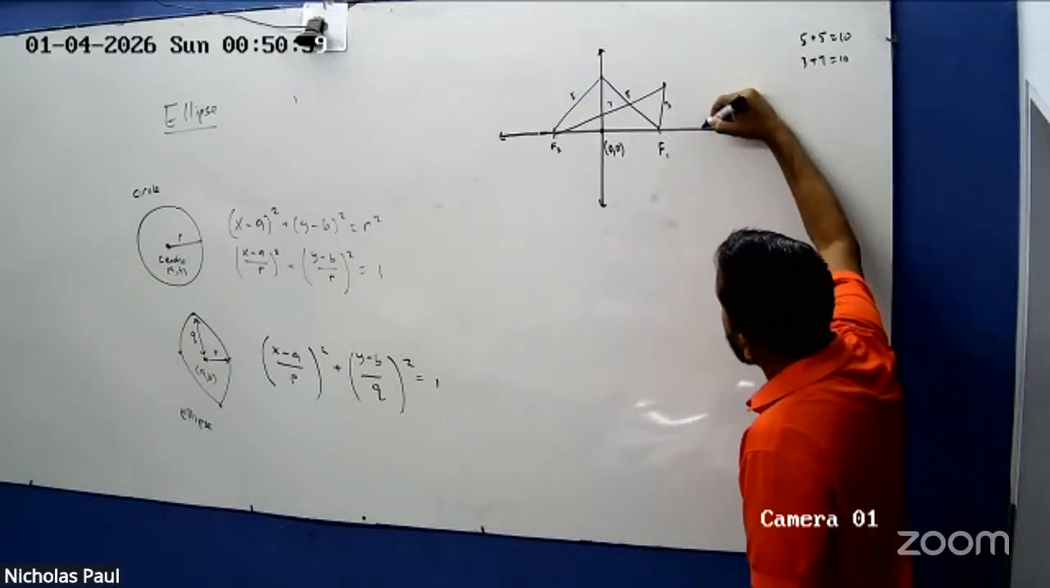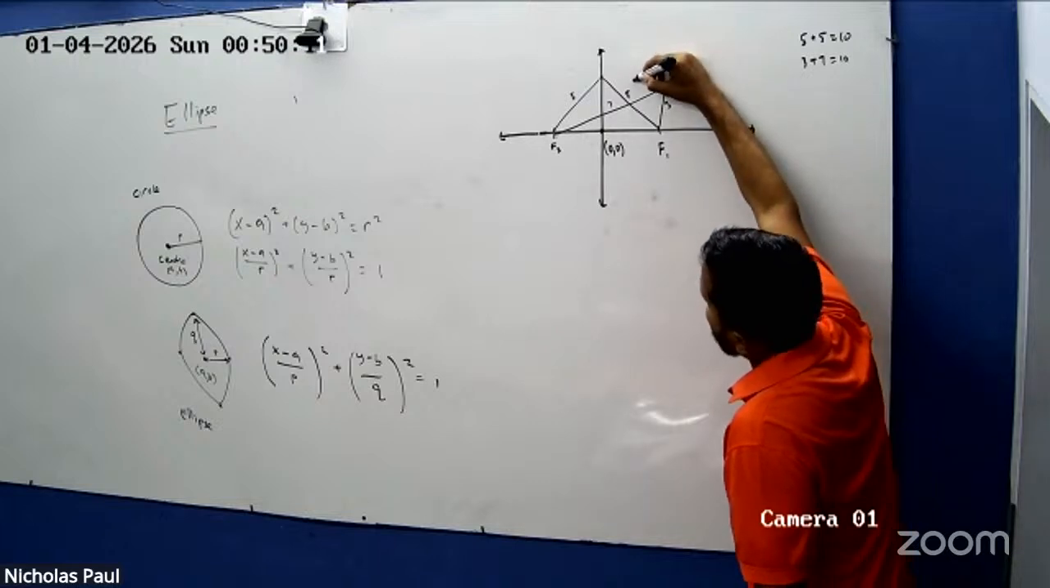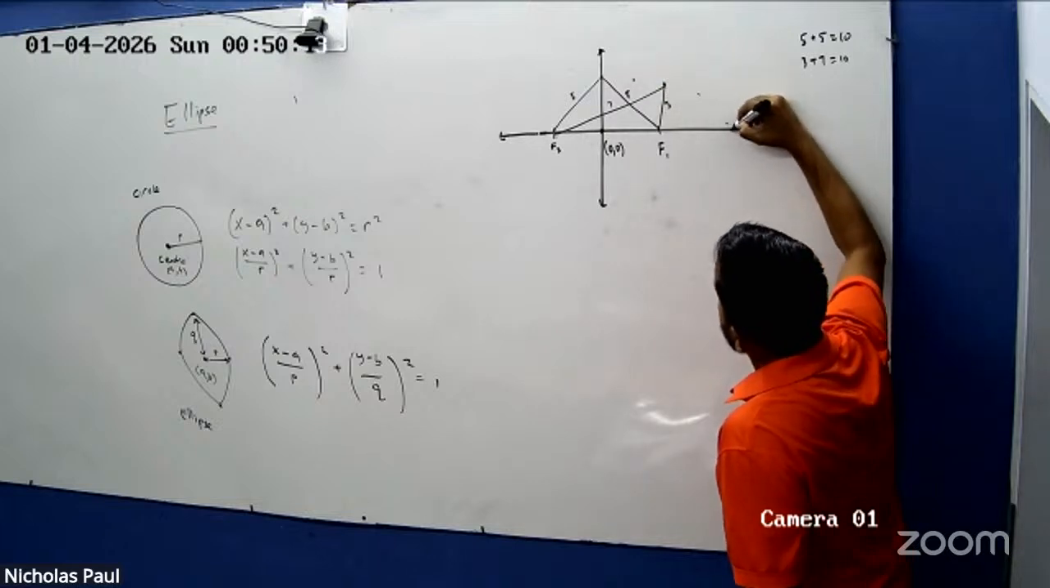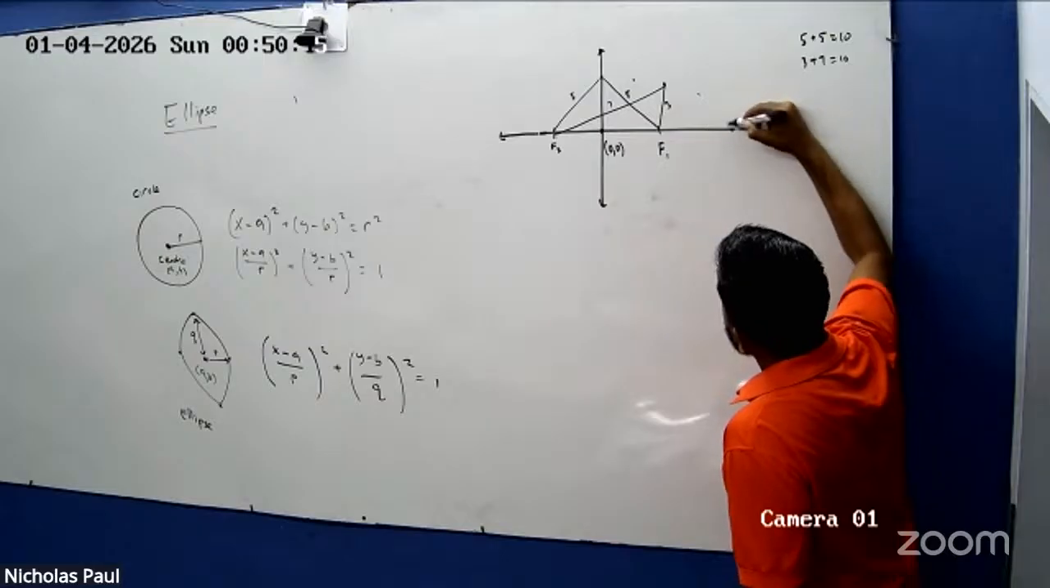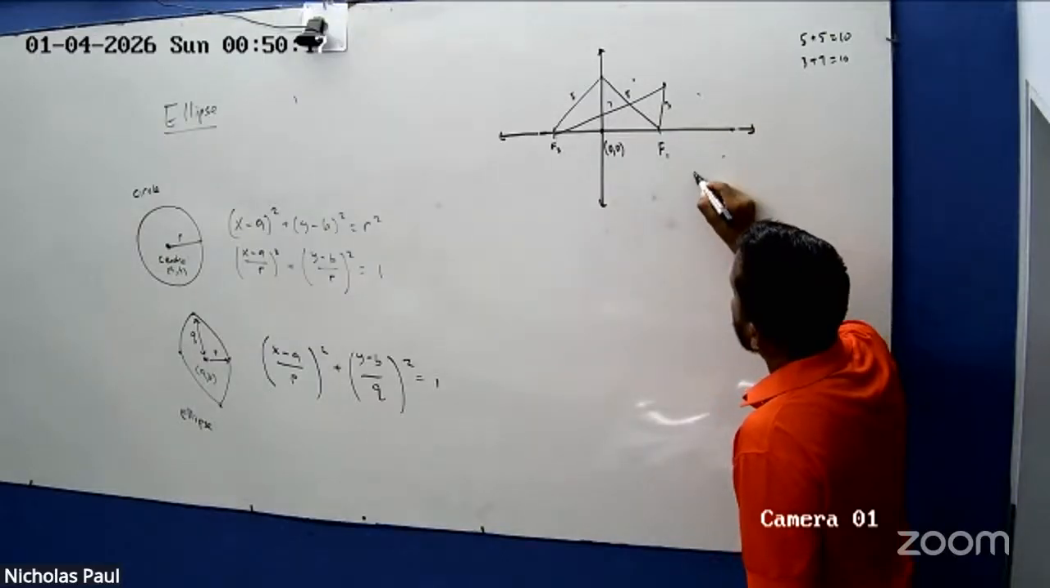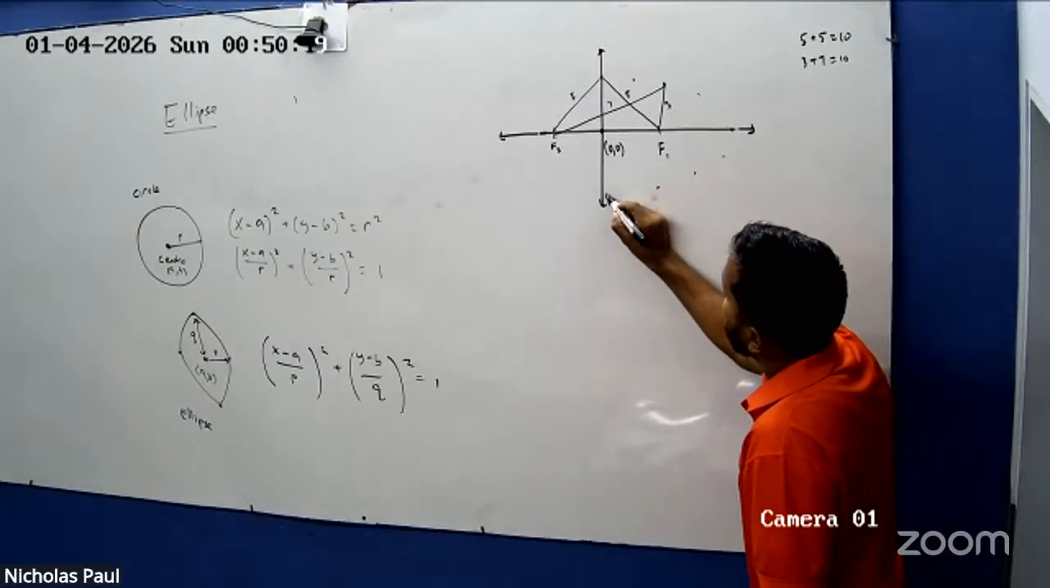So here, I'm just tracing out a few points. One here, might be here, and it will come back here. So it might look something like this.